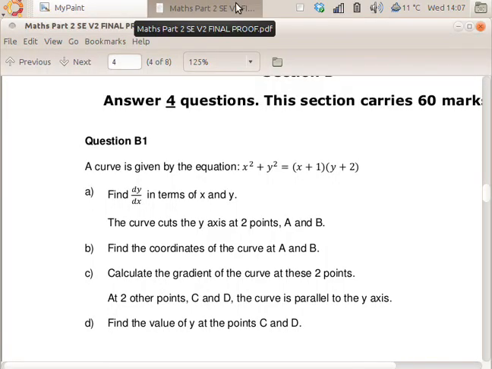Now, we'll have a look at section B. So the first one here, can you write this equation down? X squared plus y squared equals (x plus 1)(y plus 2). Not working? Well, I'll read it out. X squared plus y squared equals brackets x plus 1, and then again brackets y plus 2.